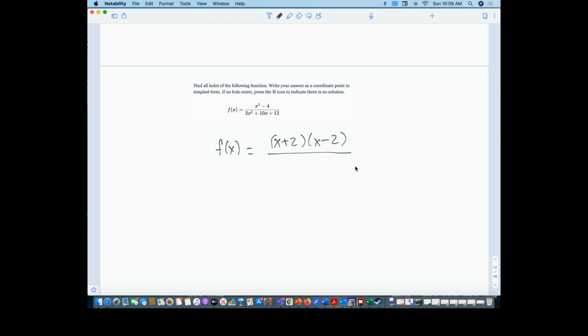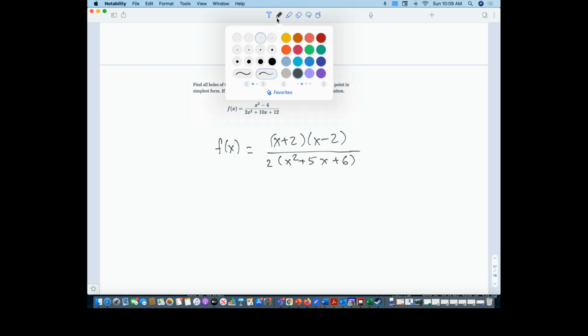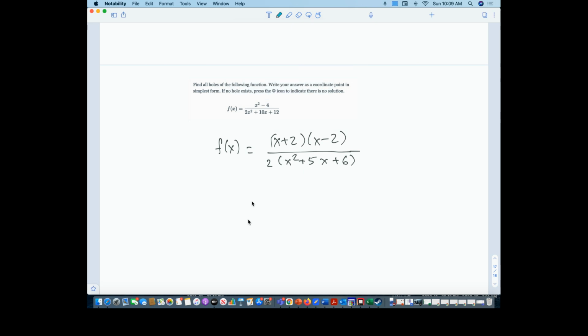Okay, so the top is the difference of squares. So you see I quickly already jumped to that. That's just x squared minus 4, take the square root of both of these. You get x plus 2, x minus 2. The bottom part we're going to factor as well, but first I'm going to take out a 2 because I can, and it makes it a little easier. By the way, if you forget to do this, it's not the end of the world.